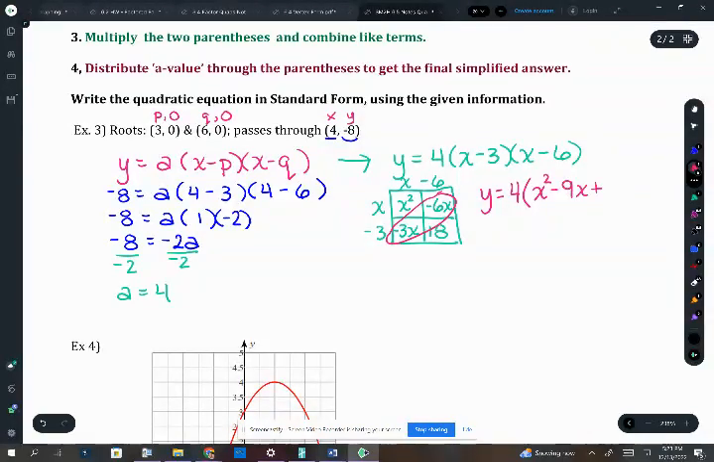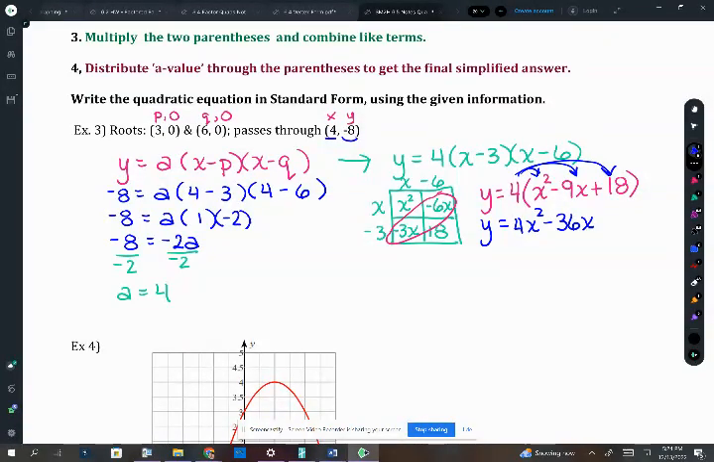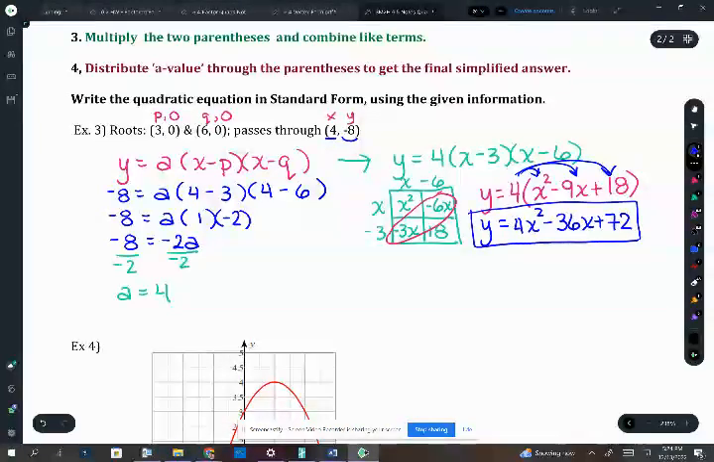And then plus 18. And then our final step will be to distribute that 4 out so that we can get it in standard form. And remember that standard form is just ax squared plus bx plus c. So as we distribute that, notice that we have our ax squared, our bx term, and then 4 times 18. So that's going to give us 72. And you guys can use your calculator if you need to. Remember that this is our standard form, but we got that from our intercept form.